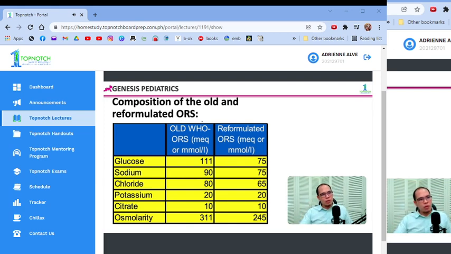Okay? And please do take note of the difference. The old oresol and the new oresol, it's called your reduced osmolarity ORS, from 311 to 245. This is very important. They ask this in some exams. I think 3 years ago, lumabas ng question na to. So ano yung difference ng osmolarity ng old sa reformulated?